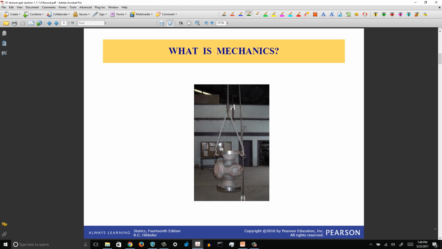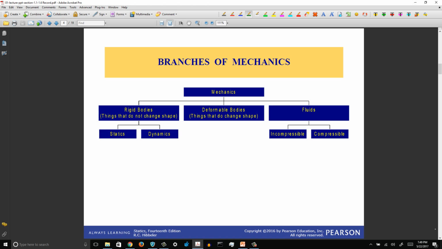So what is mechanics? Mechanics is a branch of the physical sciences that is concerned with the state of rest or motion of bodies that are subjected to the action of forces. Now, in general, this subject can be subdivided into three broad categories: rigid body mechanics, deformable body mechanics, and fluid mechanics.